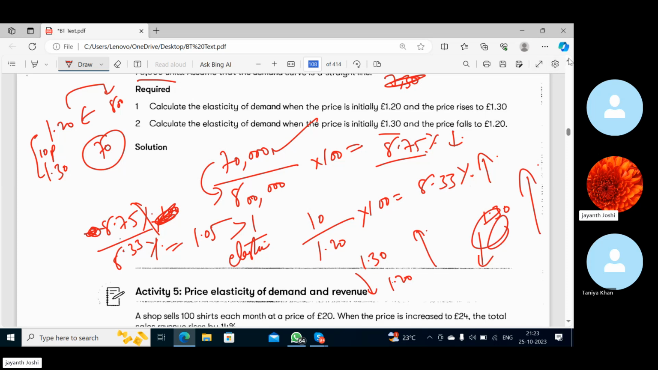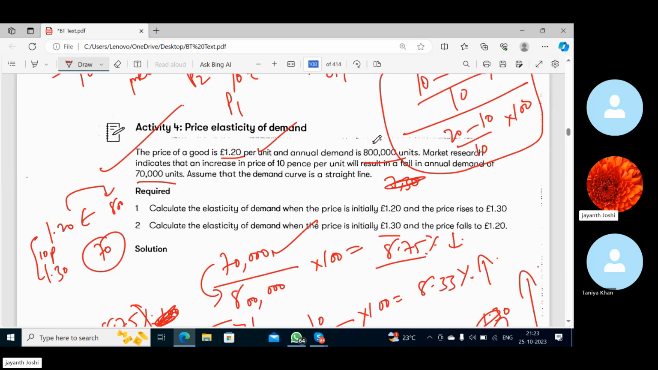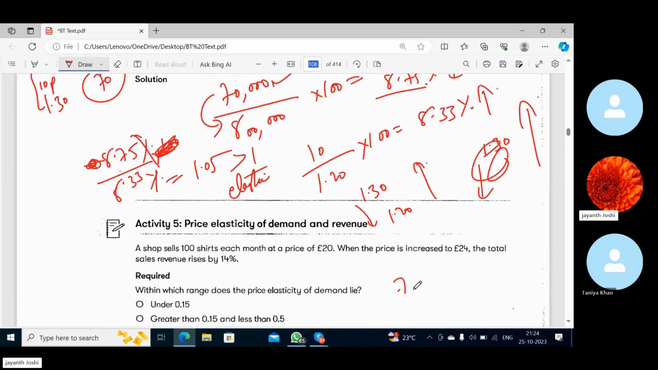See, now you understood, right? In the first case the annual demand was this, the price increased by this, so the annual demand decreased by 70,000 units. That means from 8 lakh it became 7,30,000, right? Previously the price was 1.20 and the price increased, so the quantity demand decreased. Now the price is high at 1.30 and the price is falling. What does it mean? The demand will increase, right? Correct? Yes or no? That means from 7,30,000 the demand will go to 8 lakhs.